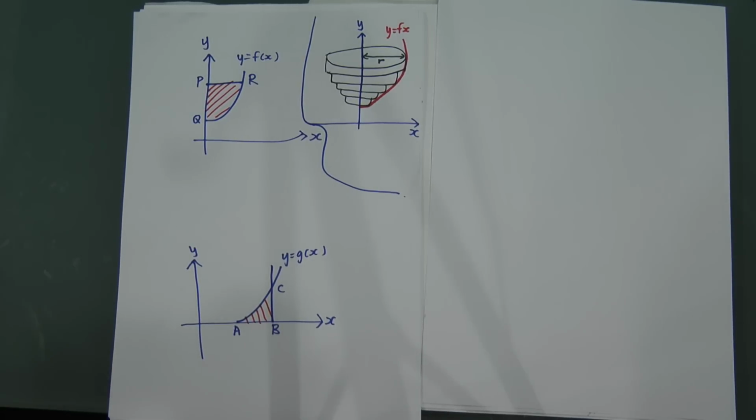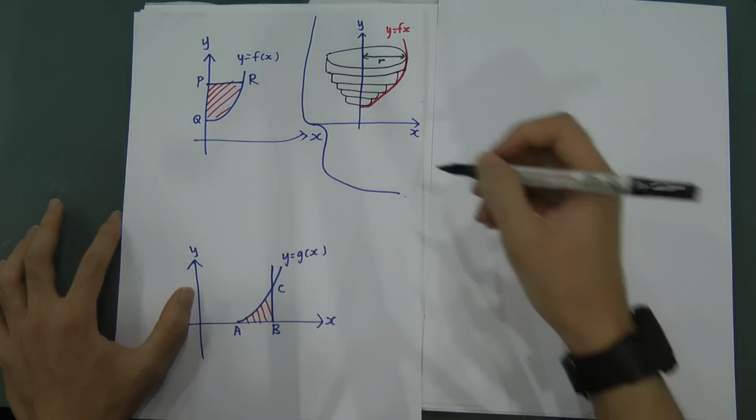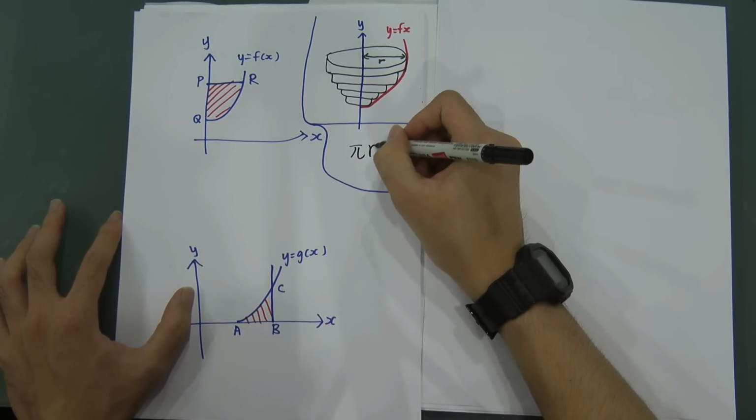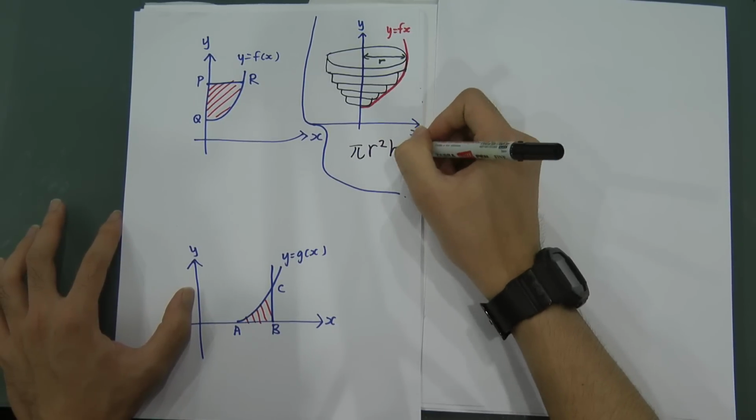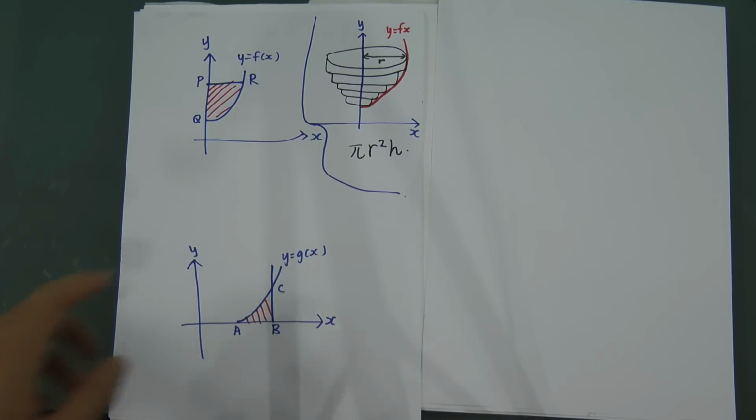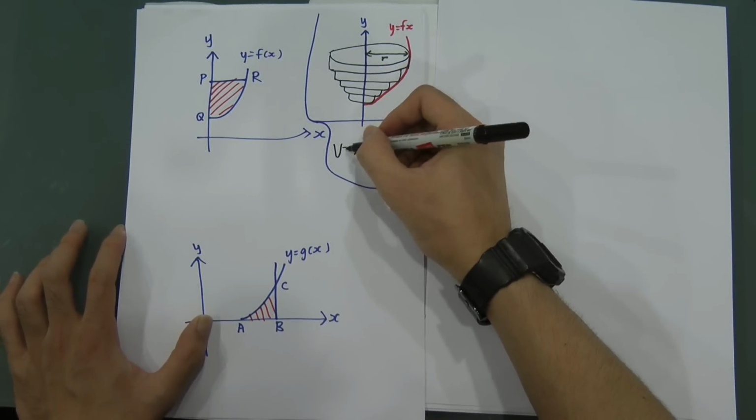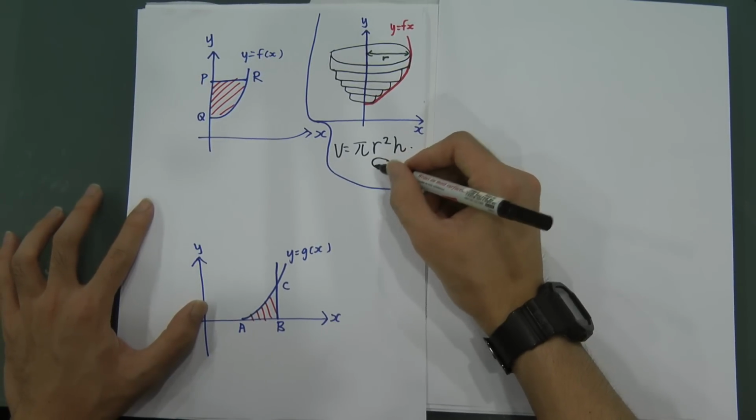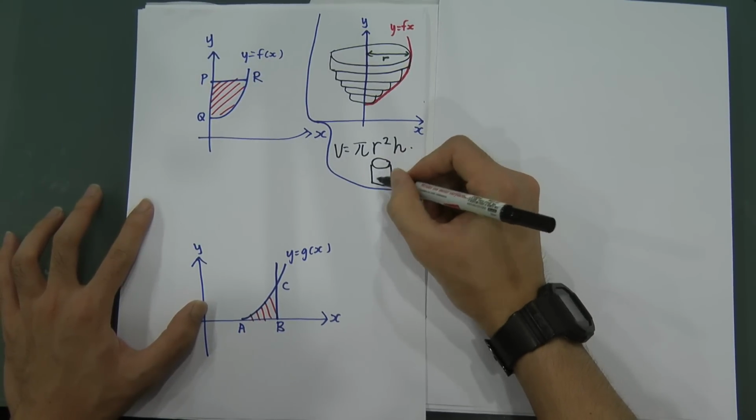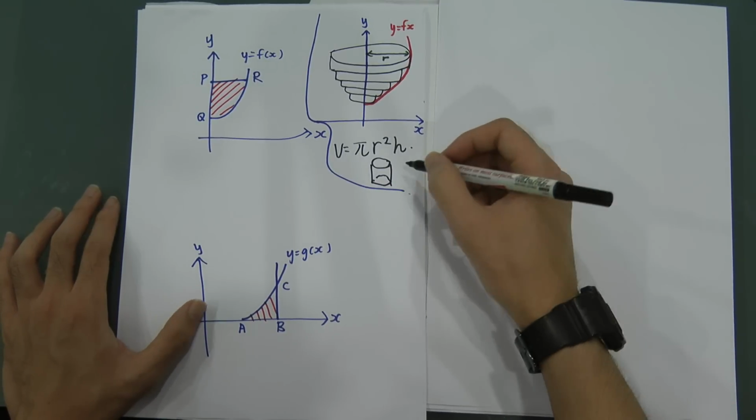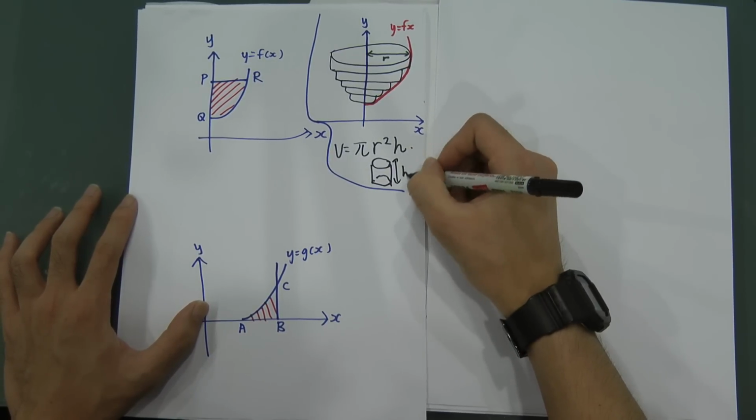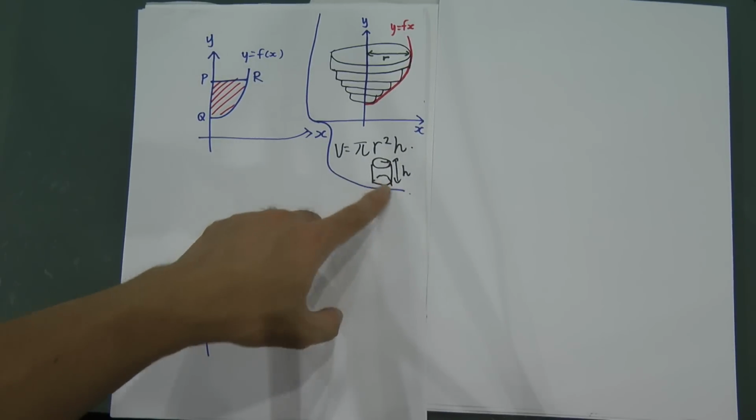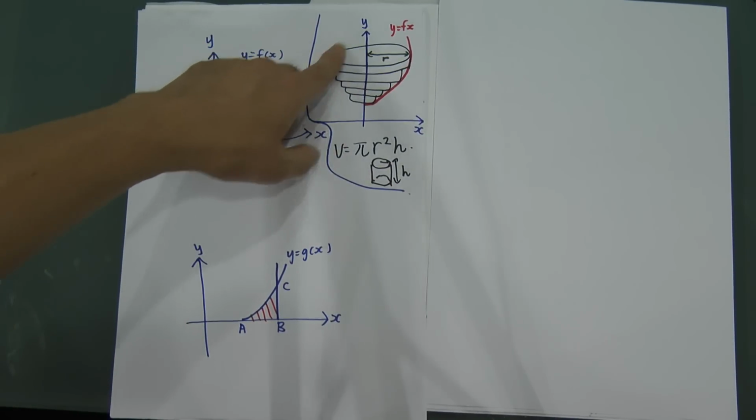So here we have to understand what is the formula for a cylinder. The volume of a cylinder will be pi r squared h. Correct or not? Maybe I draw a small cylinder to give you some guide here. This is the shape of a cylinder, and this one we call h, and r is the radius. So this is r, this is h, so this is a cylinder. This is a small cylinder.